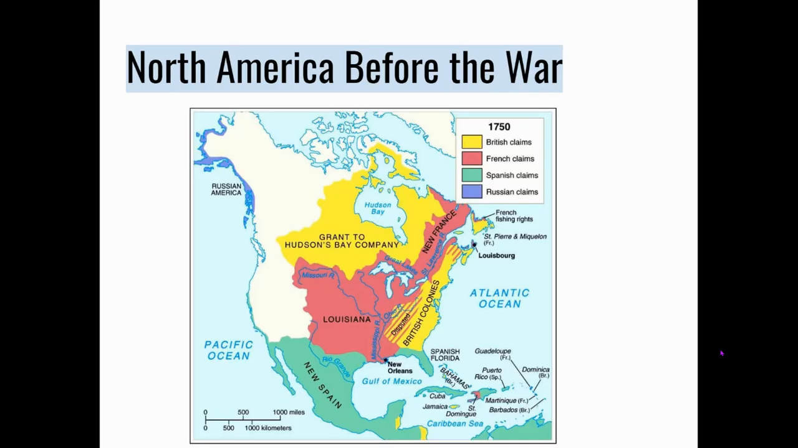This is what North America looked like before the war. You can see all the yellow is the British claims, the red is the French claims, and you can see there's a disputed area of red and yellow there. In addition, Spain had basically all of modern-day Mexico, the Caribbean, and it looks like Central and South America. And Russia has this tiny little area up there in Alaska.